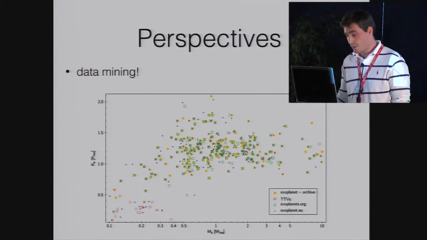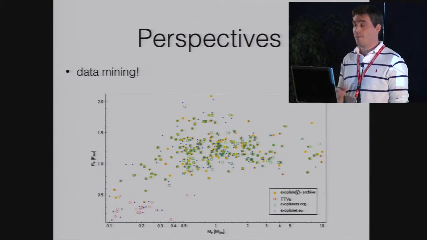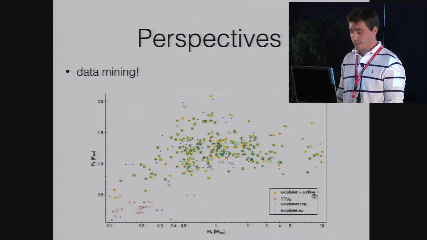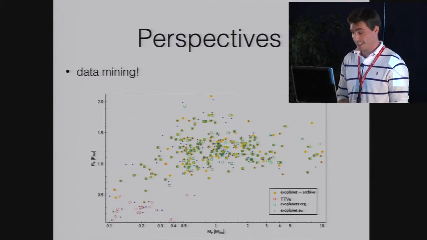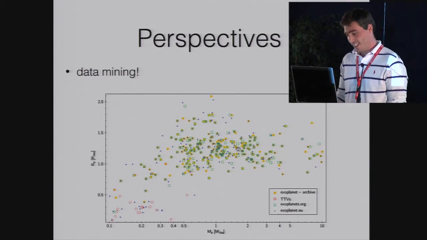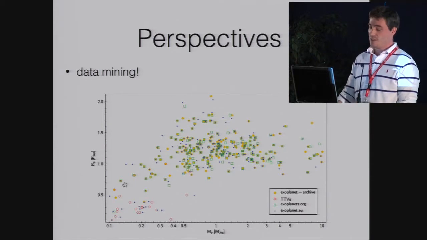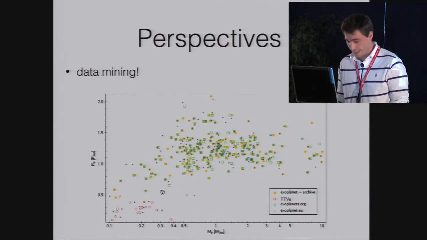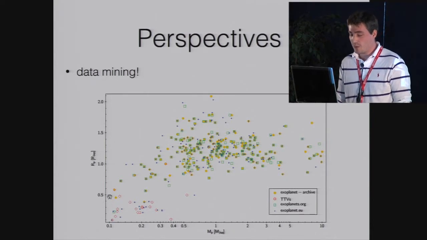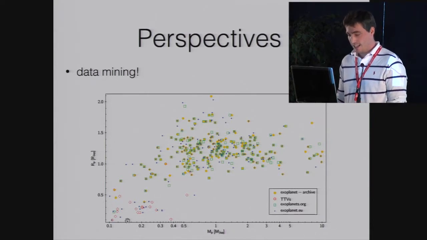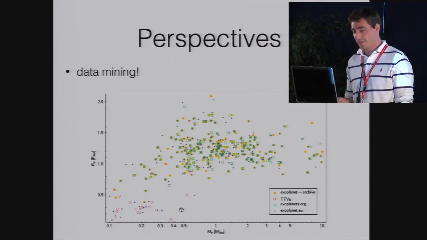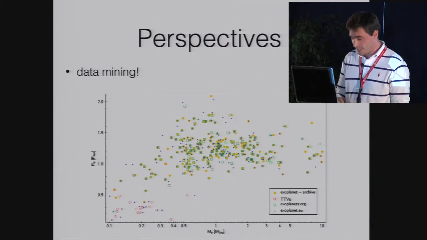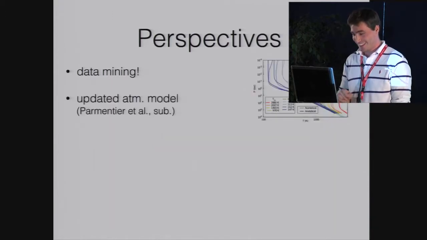Here I show you the plot for all the three main databases of exoplanets: Exoplanet Archive, exoplanet.org, and exoplanet.eu. All the points should be on the same spot because that's the same thing. It's not the case. And again, if you see on the lower left of the panel, most of the problematic planets are in fact TTVs. So I would like to say that TTVs to me look a bit tricky to explain.